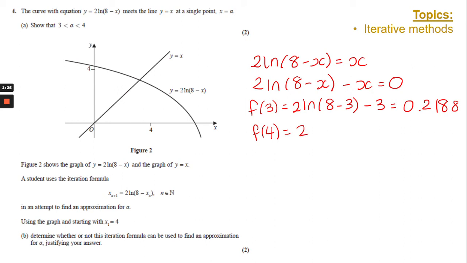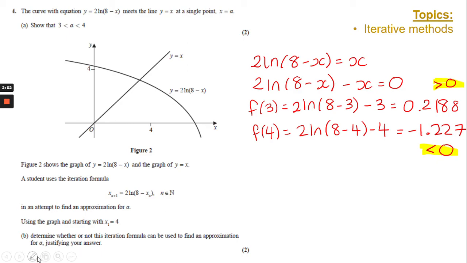Then if I put in f(4), I have 2 ln(8 minus 4) minus 4, which gives me minus 1.227. Now this is greater than 0. This is less than 0. So really important to remember this over here, bigger than 0, and this less than 0, because that is telling us that the function is in fact continuous.